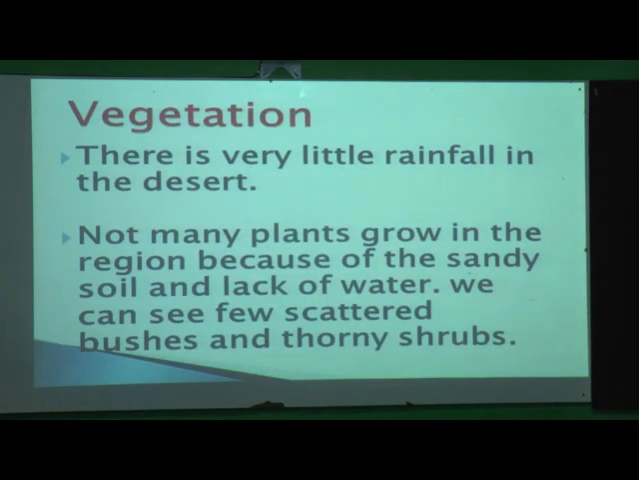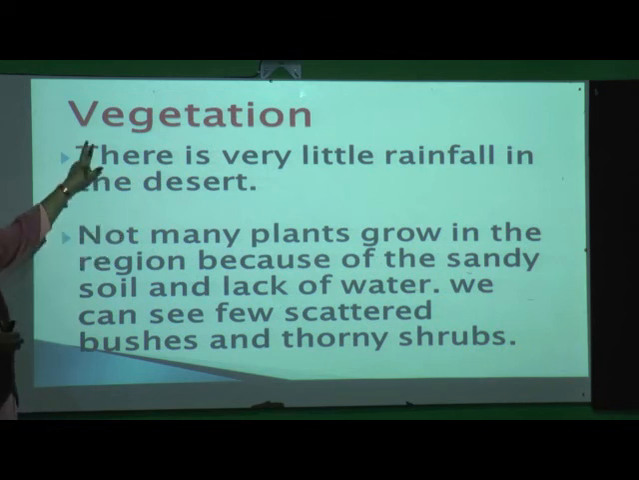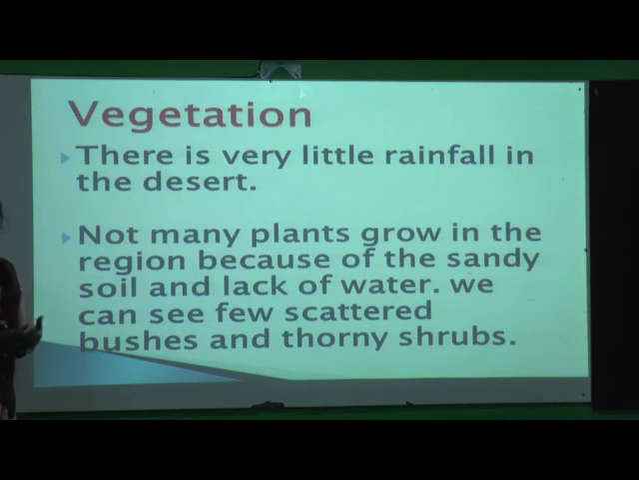Now what about the vegetation? When we are talking about the desert in Rajasthan, there is very little rainfall, correct? When we get a good amount of rain, then only we can do farming and cultivation. But here in Rajasthan, the Thar desert, we don't get much rain. So very little rainfall in the desert, and due to that, not many plants grow.